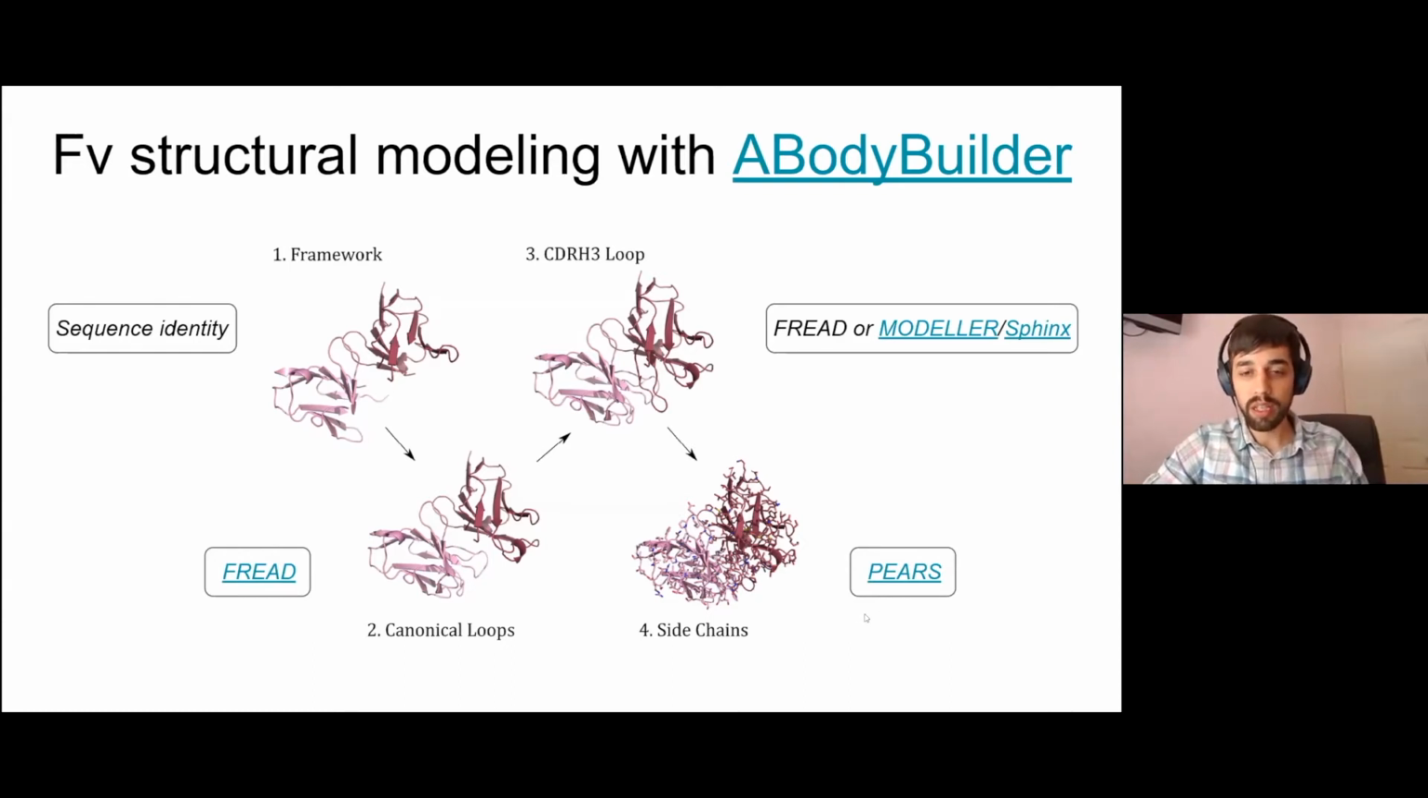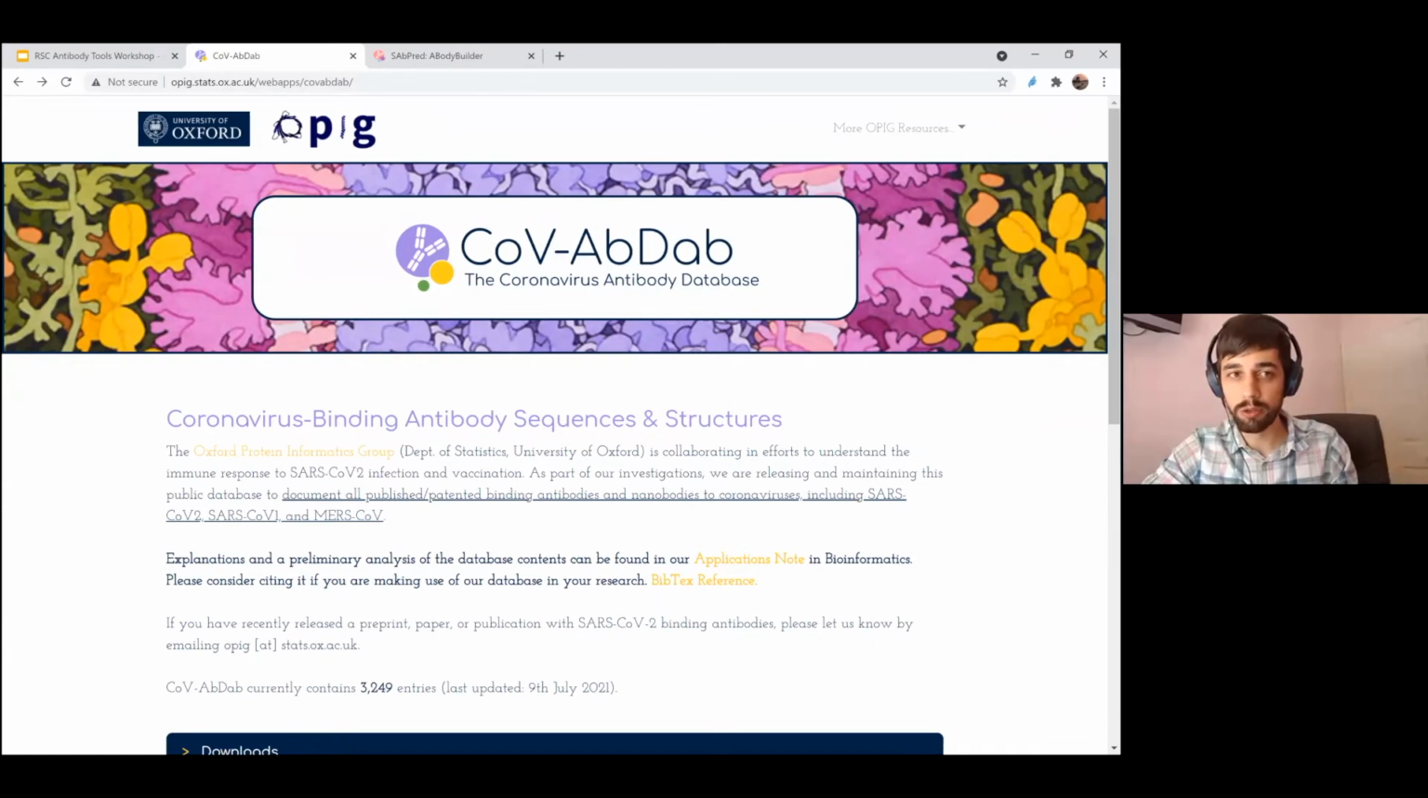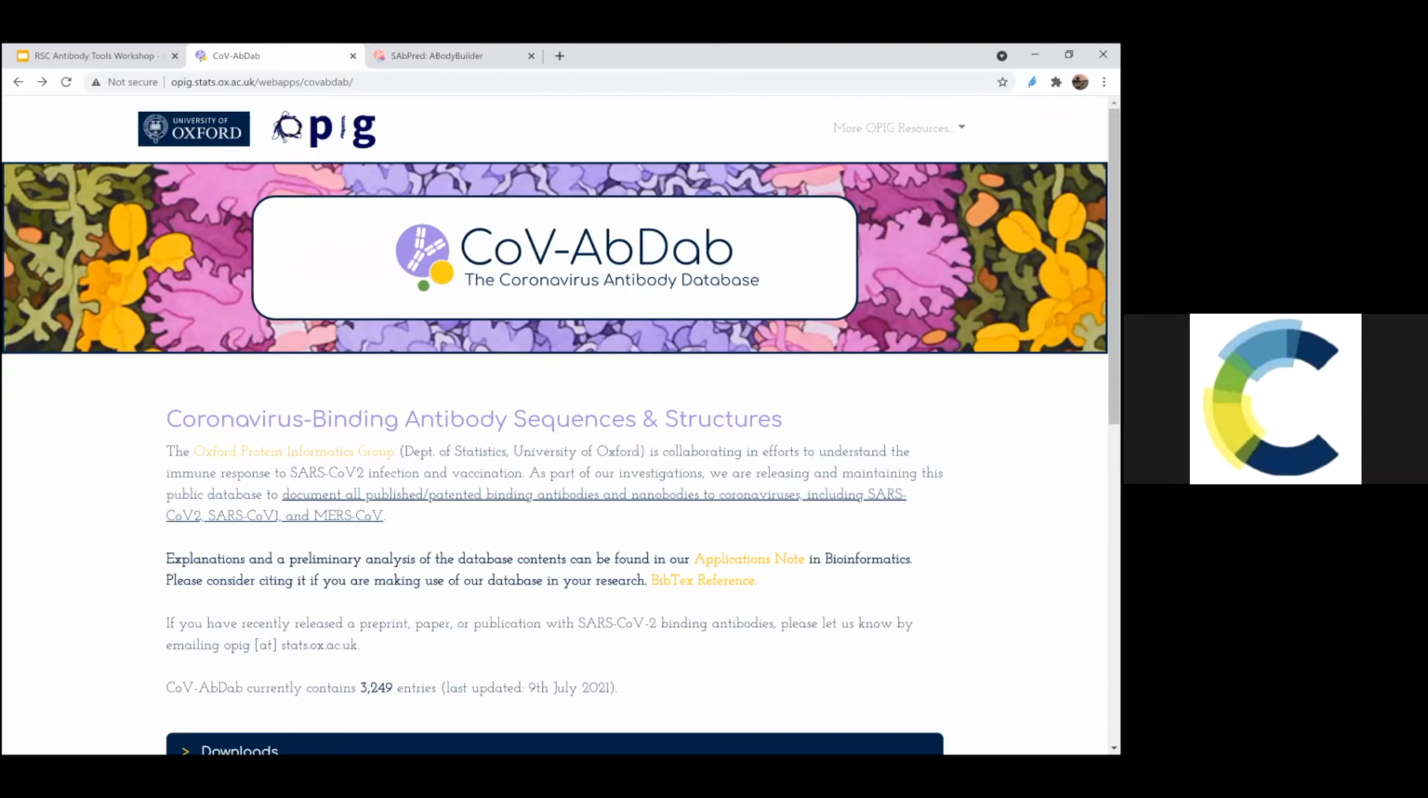So I think it's best now if I just start the live demonstration. So if I share screen on our tools. Just to check, Fergus, can everyone see this shared screen, which should be a Google Chrome instance with our CoV-AbDab database? Yep. Yes. Great.